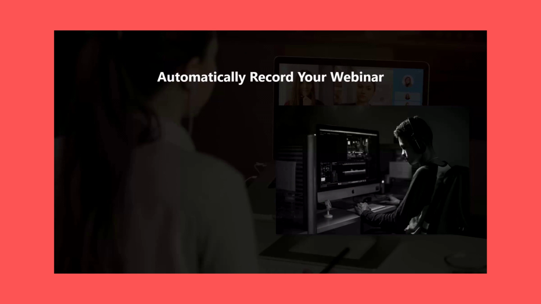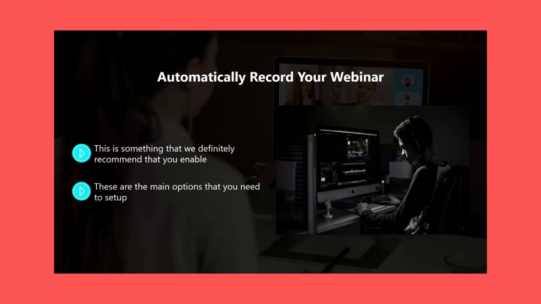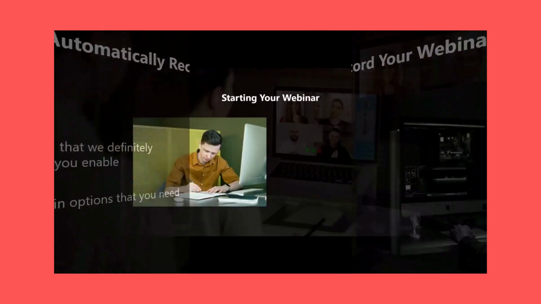If you want to allow upvoting of questions and answers, you can do this too. Automatically record your webinar. This is something that we definitely recommend that you enable. You have the option to store the recording on your desktop or in the Zoom cloud. You can use the recording of your webinar as a replay to send to those that could not attend the live event. These are the main options that you need to set up. When you are happy with everything, click on Schedule.